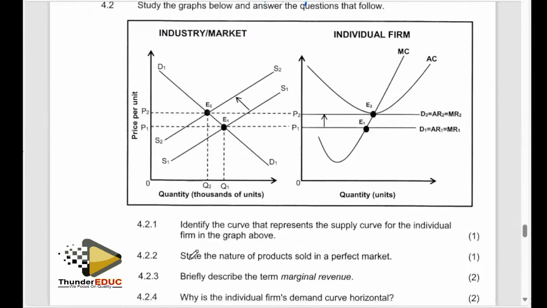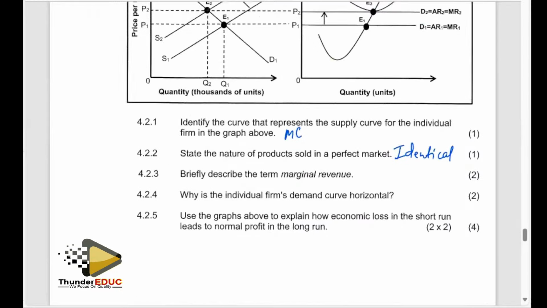So now let's check 4.2, study the graphs below and answer the questions that follow. So now 4.2.1, identify the curve that represents the supply curve for the individual firm in the market. So now that is going to be marginal cost. Okay, right, state the nature of the product sold in a perfect market. So now they sell identical product, or homogeneous product or same product.